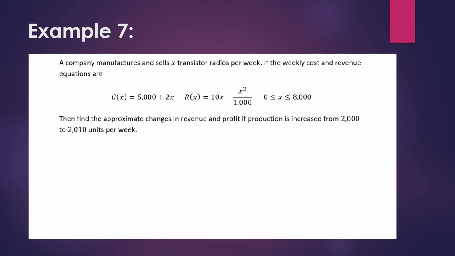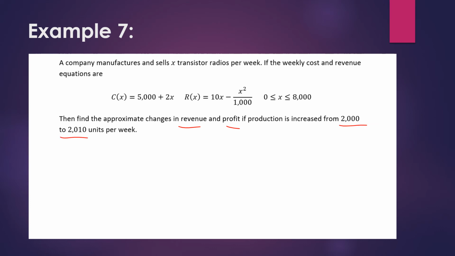So example 7, it says that a company manufactures and sells x transistor radios per week. If the weekly cost and revenue equations are the cost C of x equals 5,000 plus 2x, and the revenue R of x equals 10x minus x squared over 1,000, and they say they sell between 0 and 8,000 transistor radios a week, then find the approximate change in revenue and profit if the production is increased from 2,000 to 2,010 units per week.